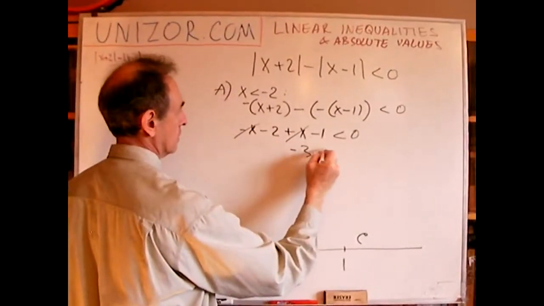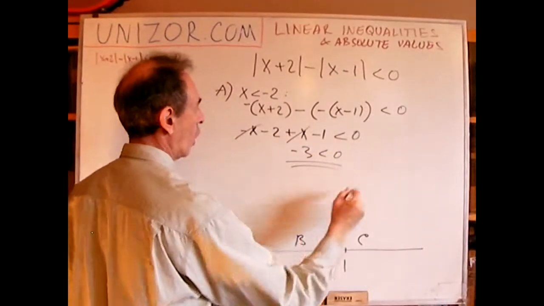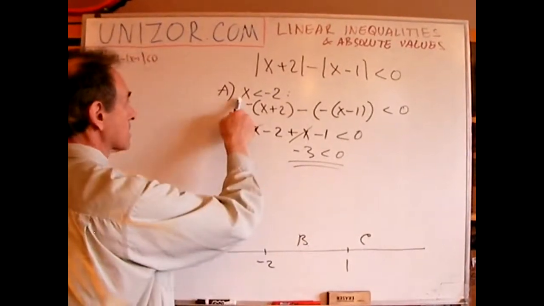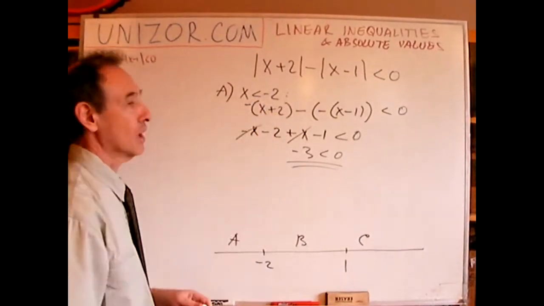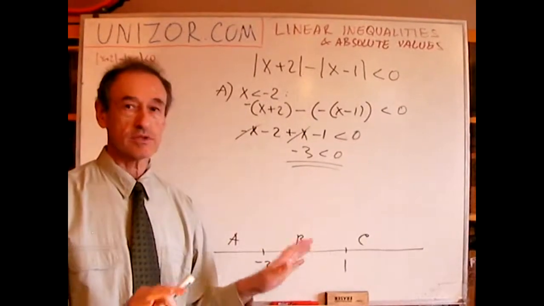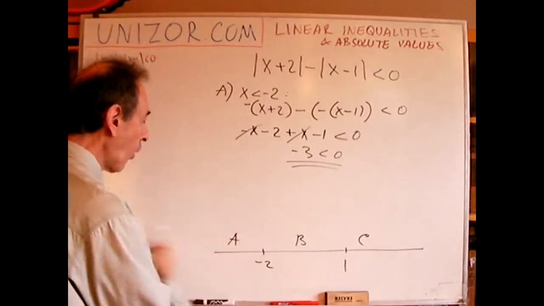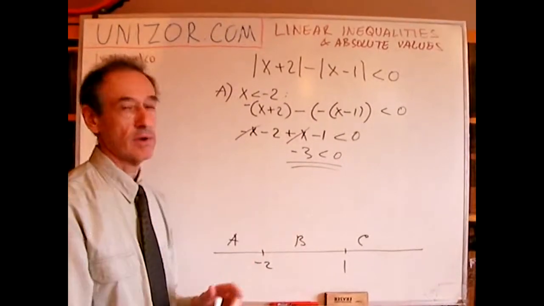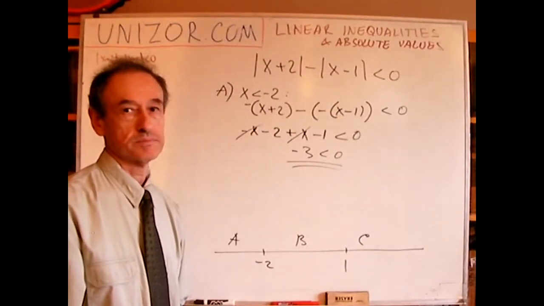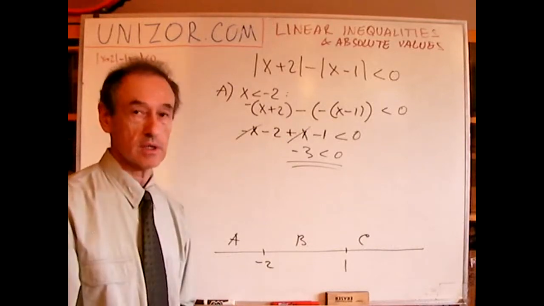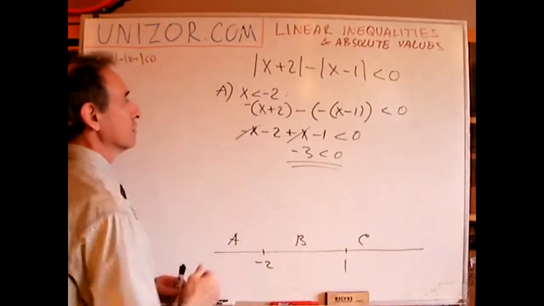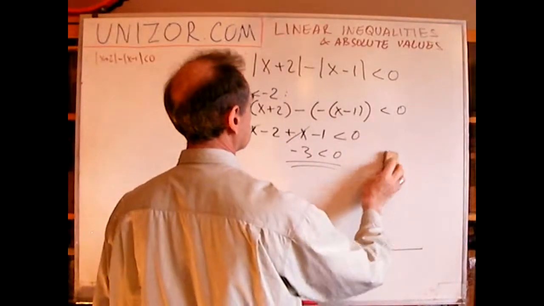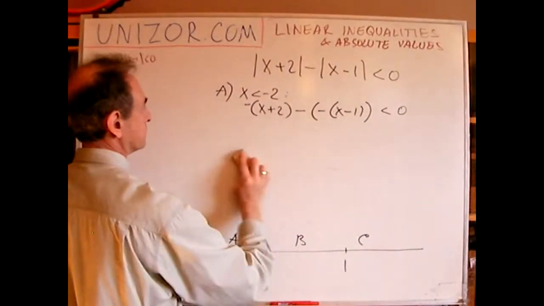Minus 3 less than 0. Always. Which means that if x is less than minus 2, I don't have any new restrictions on x, which means all x's which are less than minus 2 fit my inequality. Which means it's a solution. It's one of the solutions. All right. Next.